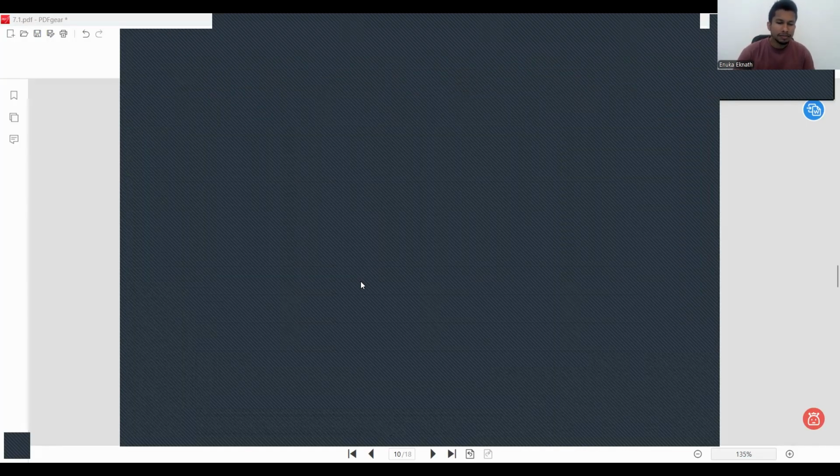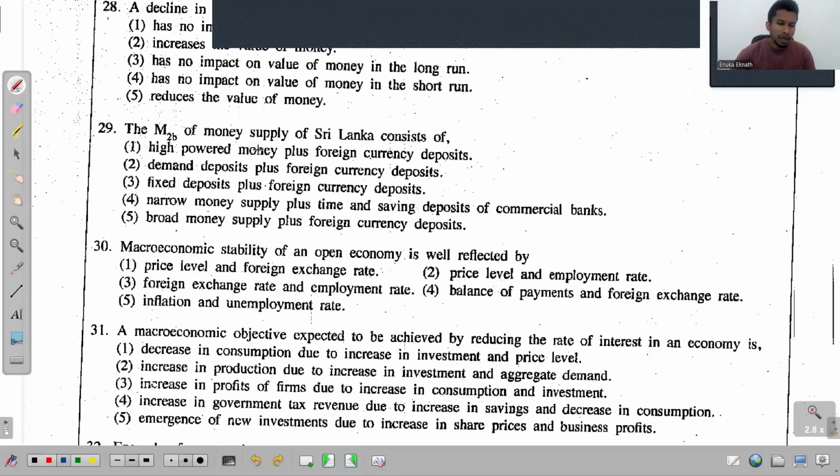The question says, M2B of money supply of Sri Lanka consists of, look at this. The first one, high-powered money plus foreign currency deposits, no, wrong. Second one, demand deposits plus foreign currency deposits, once again, no. Third one, fixed deposits plus foreign currency deposits, no, wrong.